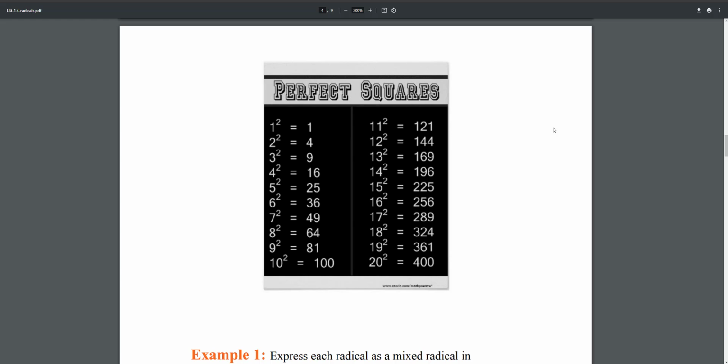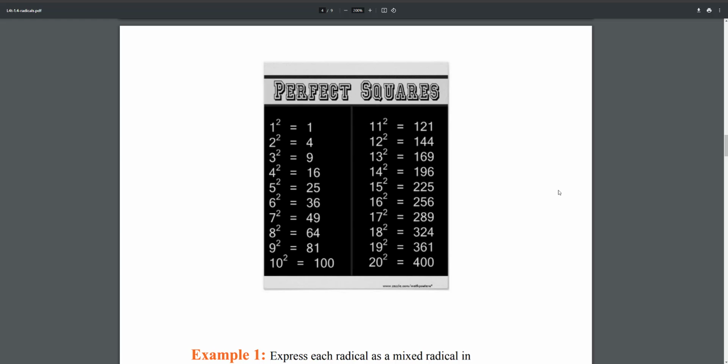And these are just perfect squares. Very simply, you just take the basic number line, whole numbers, and then you square them. So 1 squared, 1. 2 squared, 4. 3 squared, 9. So all these squared numbers are perfect squares. So 1, 4, 9, 16, 25, 36, 49, 64, 81, 100, and so on are all perfect squares.